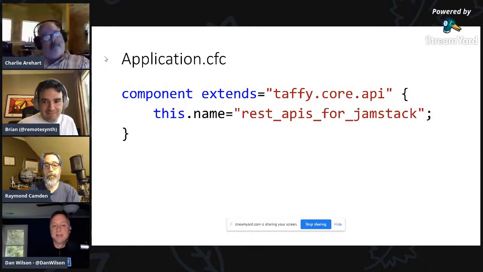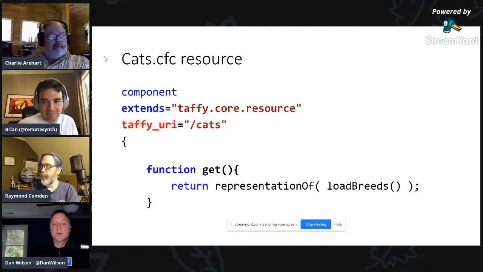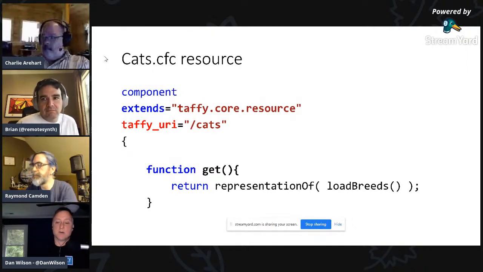Once you extend taffy.core.api, Taffy becomes aware of the life cycle of the request and will hook onto those things and do lots of magic for you. In your own CFC that is for your API, you also have to extend a part of Taffy. This one is taffy.core.resource. And then you give it a Taffy URI, which is basically how you're going to call this specific API. And then as you can see in the function, get maps to the verb get, and that's what loads whenever a GET request is entered.